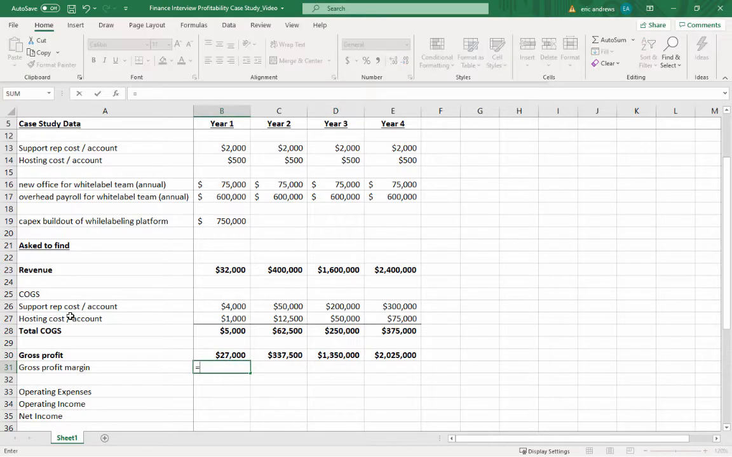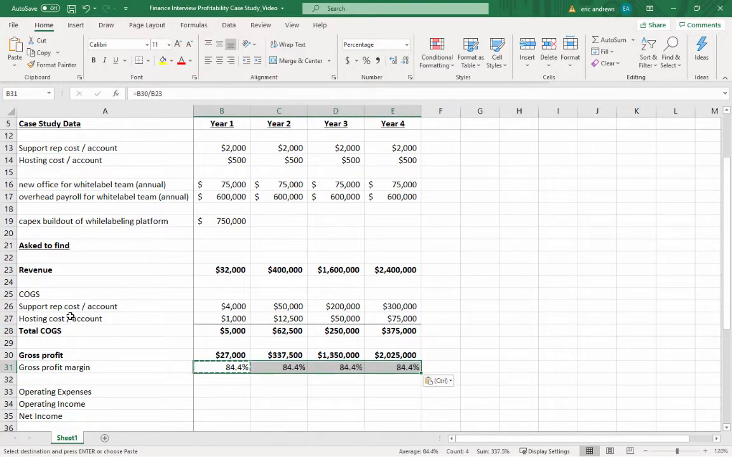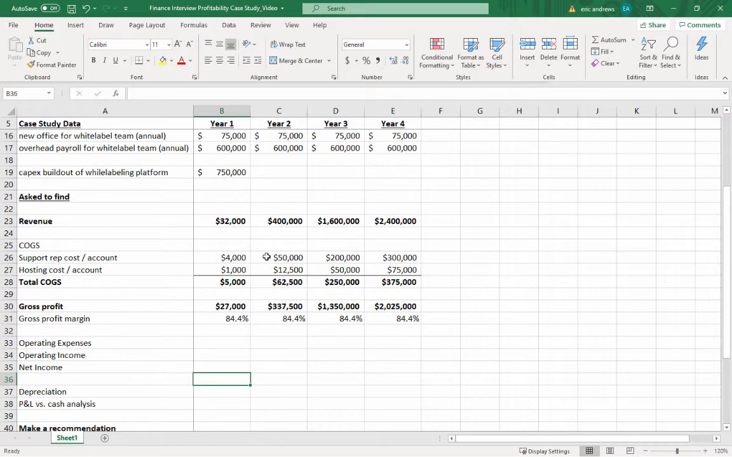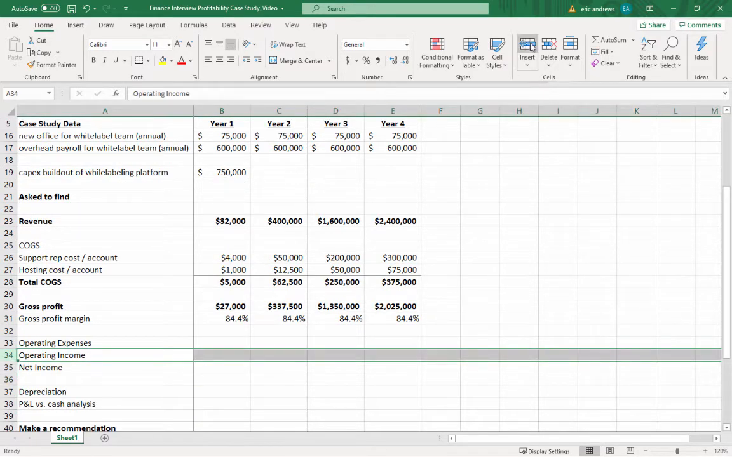Gross profit margin is just your gross profit divided by your revenue. And in this situation, it's 84%. And so we can just copy that across. And then finally here we have our operating expenses. So what is going to be in the operating expenses section?